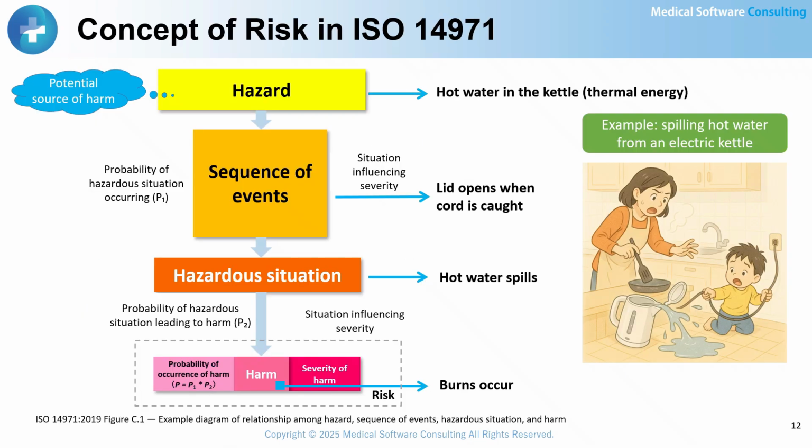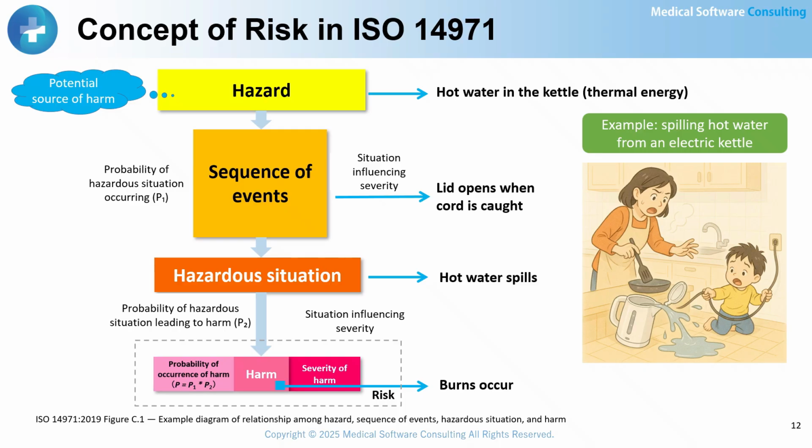Let me explain the concept of risk in ISO 14971, Application of Risk Management to Medical Devices. To illustrate this diagram, I will use an example that is not software-related but is easy to understand: spilling hot water from an electric kettle. This diagram shows the sequence from the top. A hazard, which is the potential source of harm, leads through a sequence of events to a hazardous situation and then finally to actual harm. In the kettle example, the hazard and the potential source of harm is the hot water, in other words, the thermal energy. A sequence of events might occur.